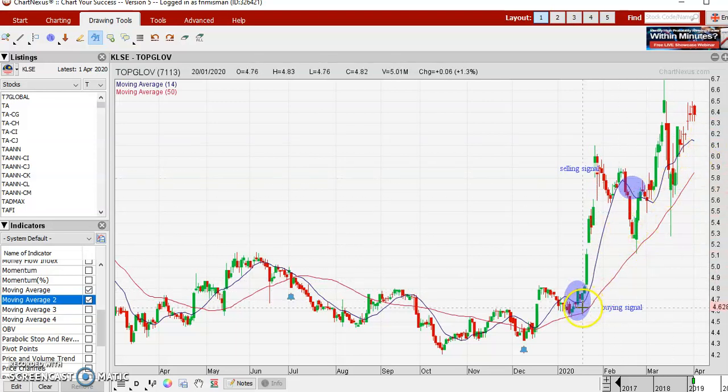So 50 days means that for the short term to intermediate term, within 2 months or 3 months, the price is still in an uptrend. But if you look at the shorter term, 14 days, there are a few buying and selling points. So if you want to enter the market as a long-term investor, you choose a longer duration.